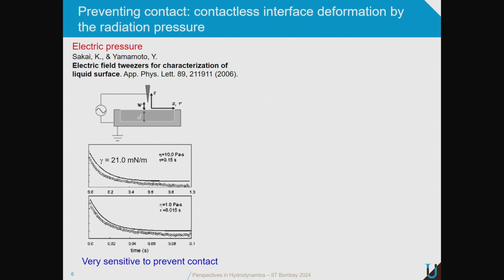One of the first is the electrostatic pressure. I wrote electric. So what happens is, of course, if you bring a needle very close to an interface, you will have a gradient of field. If you have a gradient of field, you will have an electrostatic pressure, so you will pull the interface. And from the pulling, you can get information about its dynamics.